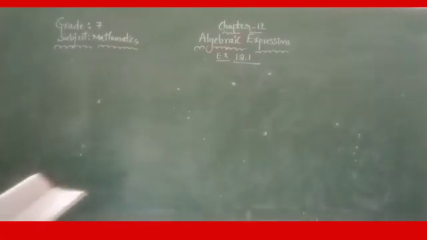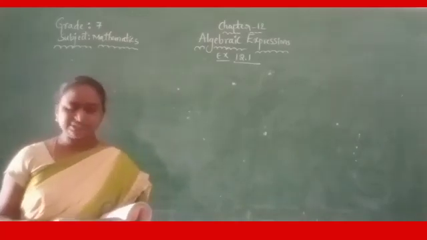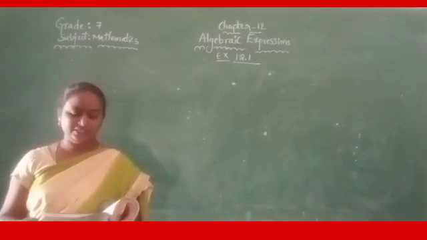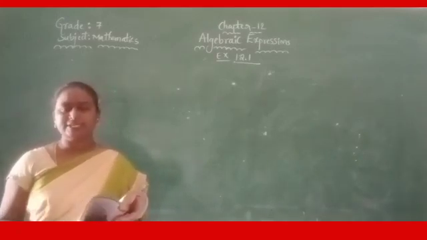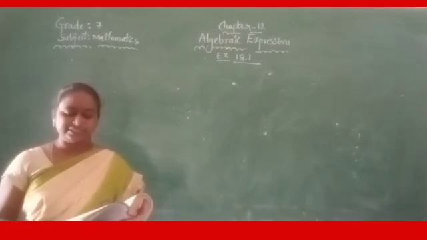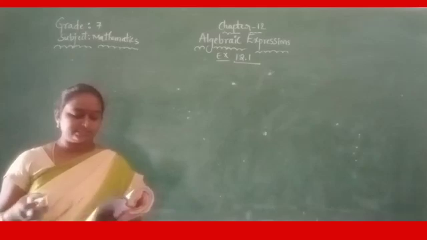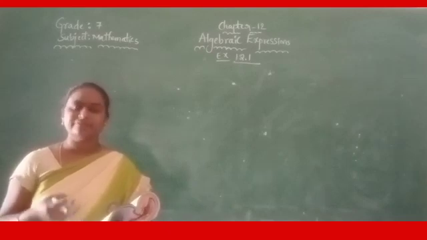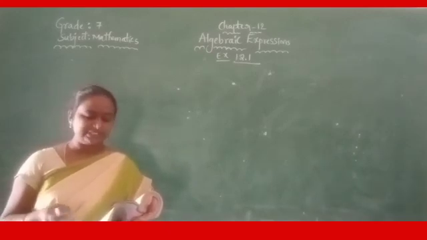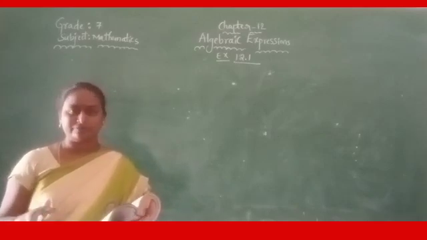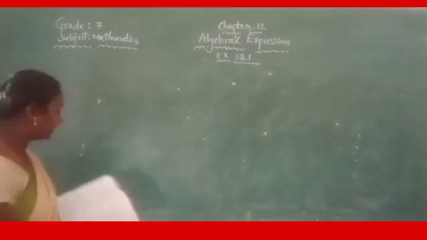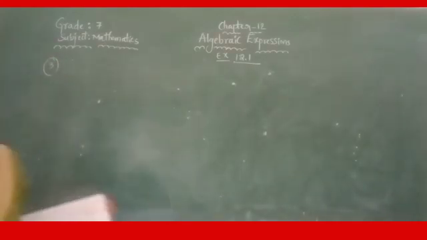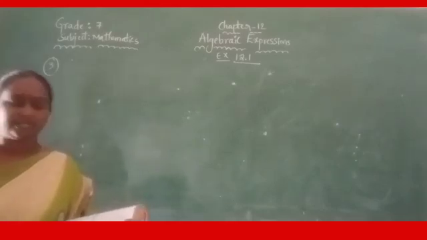See children, in the third question: identify the numerical coefficients of terms other than constants in the following expressions. Here we have to find the numerical coefficient, other than the constant. So here the coefficient is multiplied by the variable. So that is the coefficient. That numerical coefficient we have to write using the given expressions. For that, the same procedure as previously when we found the terms and factors. Here the extra one is the numerical coefficient.